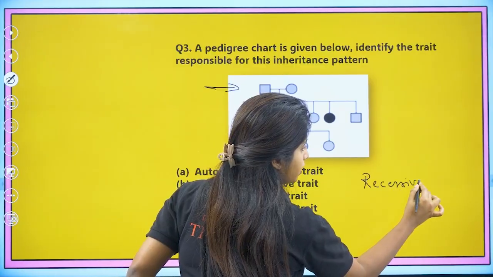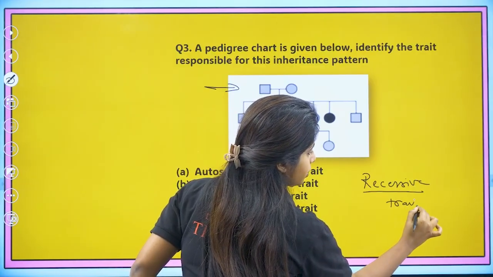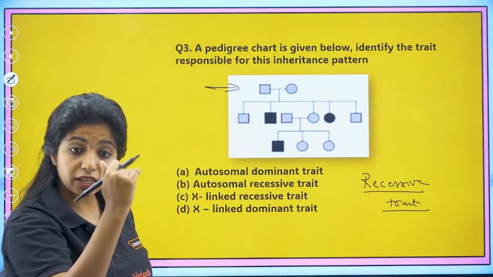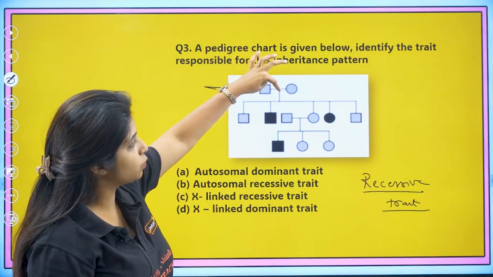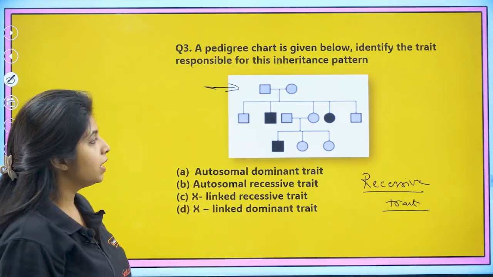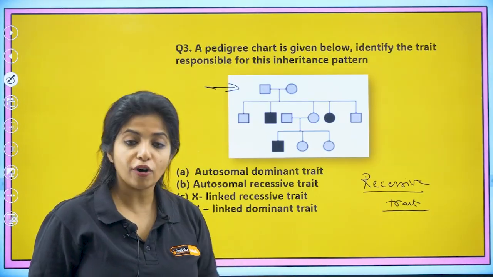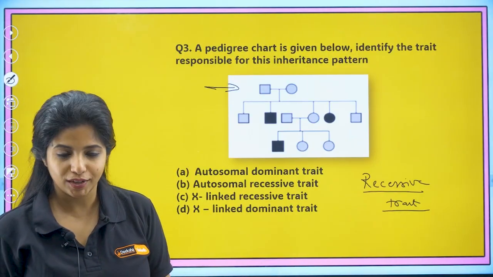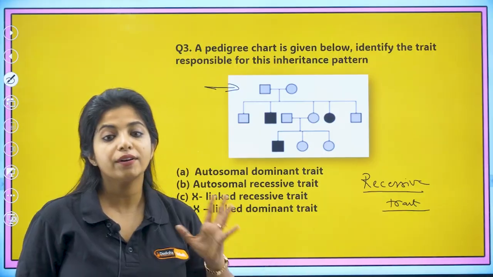So I am writing recessive trait. If it was dominant, it would be in every single generation. That is, at least one parent would be diseased. Here also one parent should be diseased, and that's how it goes. Now, is it autosomal or is it sex-linked? What do you think? Is it autosomal or is it sex-linked?